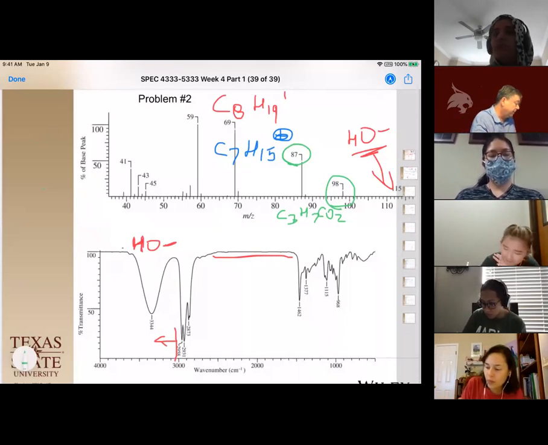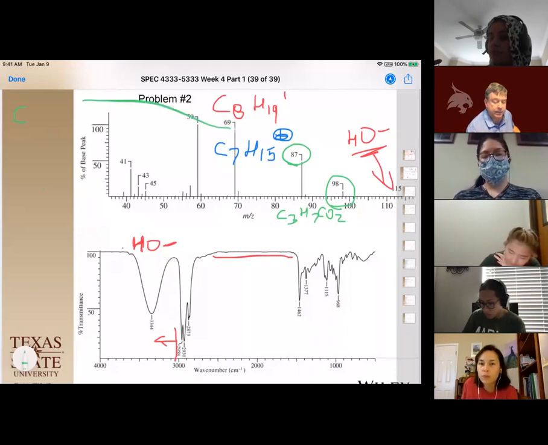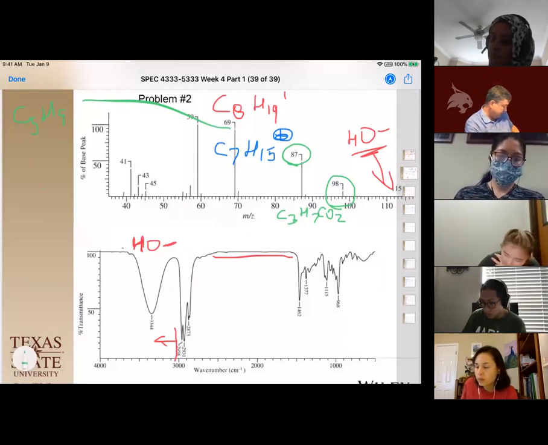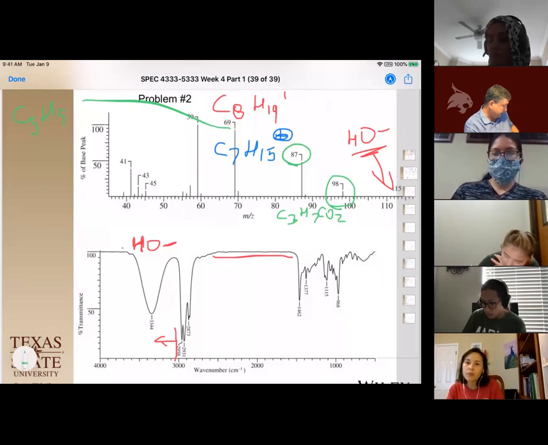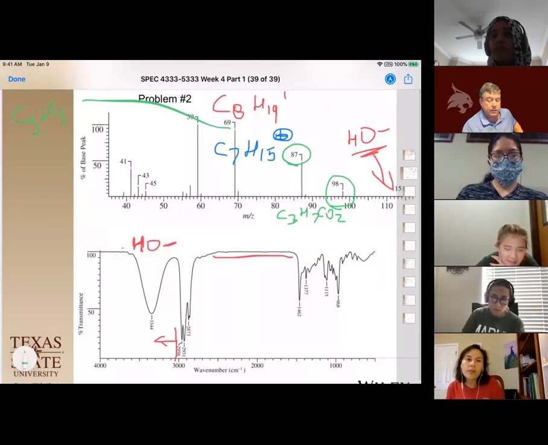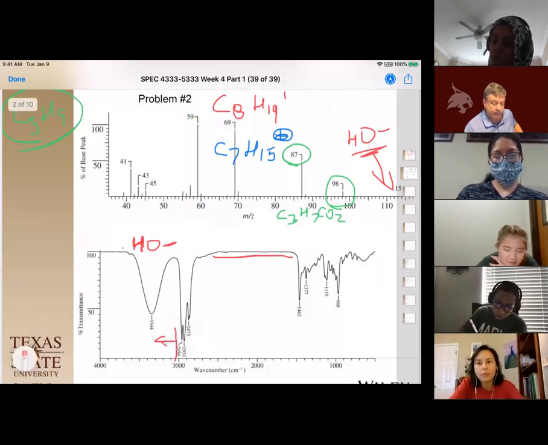What's our 69 peak? C5H9 is one of them. So C5H9 is a major peak. That's 69. CF3, probably it's not a CF3. And then some conjugated or unconjugated ketones here. So let's call that formula one of our major fragments. And what's the one under here? I just drew it. 59.